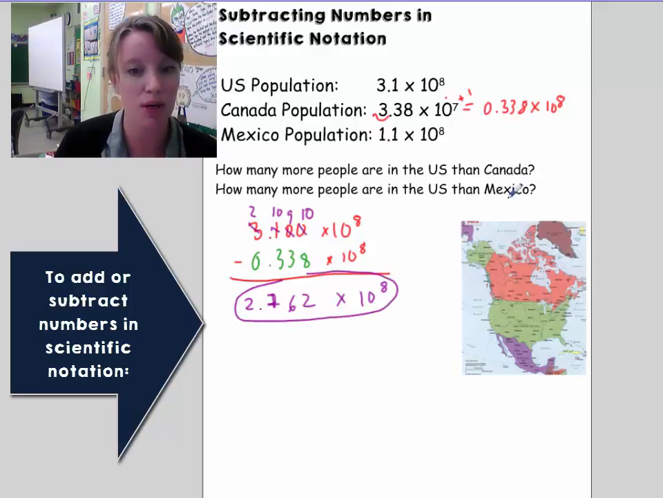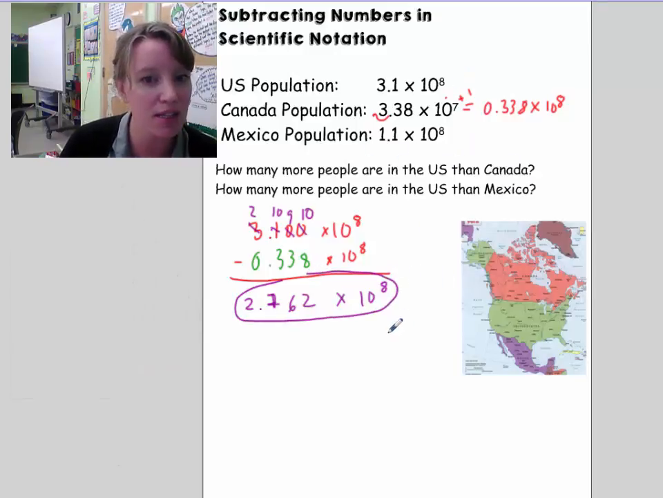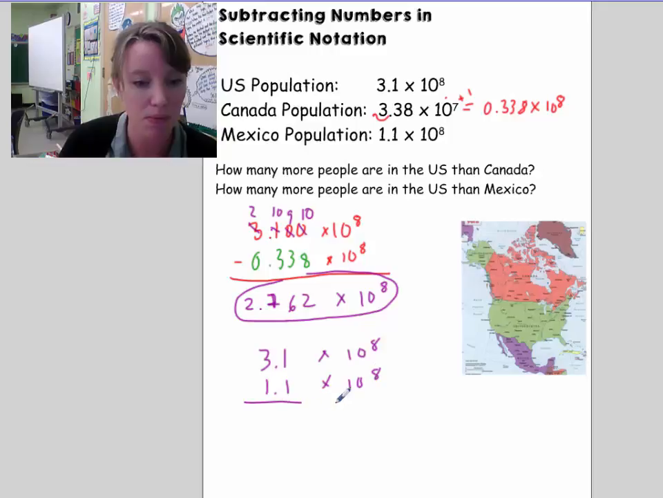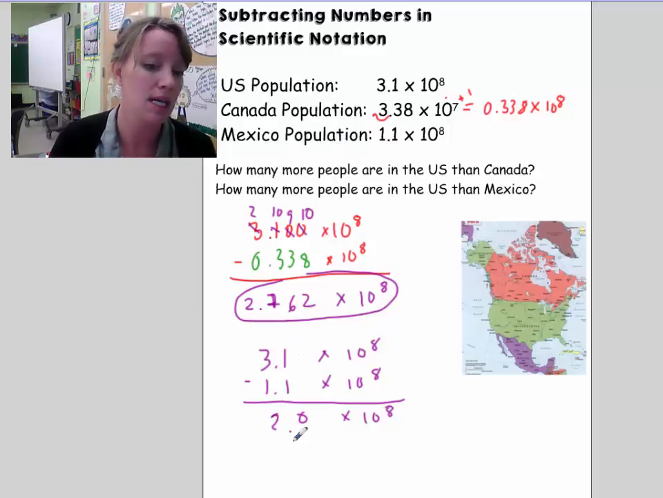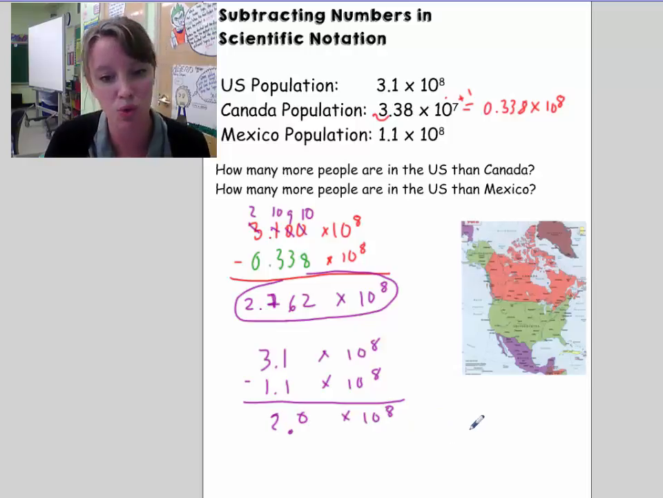Now, if I were trying to do the US and Mexico, they are already in the same order of magnitude. So here I can just line up the 3.1 and 1.1. Let's do the 100 millions here. And I can just go ahead and subtract them. This one's a lot easier. Okay, so the answer is 2.1 times 10. So the difference between the US population and the Mexican population is 2.0 times 10 to the 8th, or 200 millions, right? 200 million.